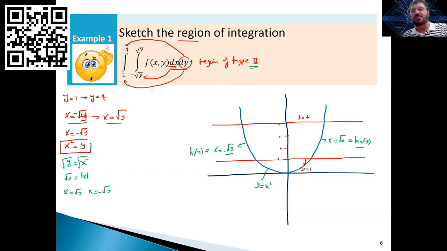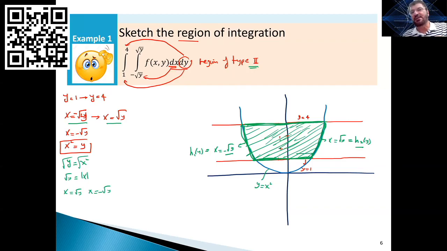So where is my region? The region is going to be exactly this one. Just that part. See, this is our region. It makes sense. Look at this. It is from x equal minus root y to x equal root y, and then y equal 1 to y equal to 4. So this is our region, by the way.